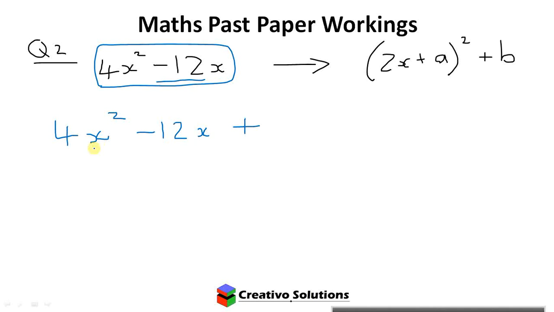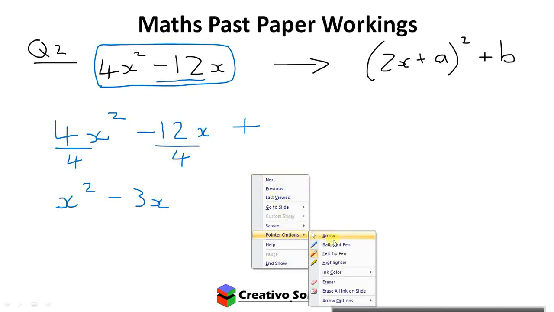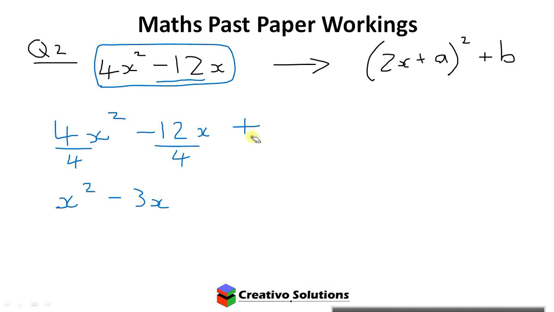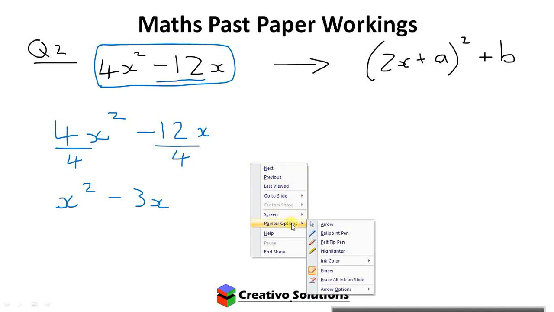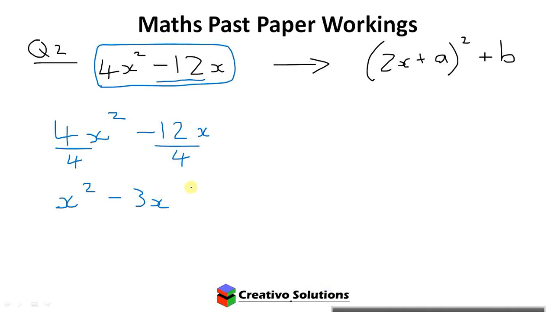Okay, so let's write down the 4 there. First step would be to obviously get rid of the 4. So divide by 4, divide by 4. Let's show the steps in between as well. So that'll be x squared minus 3x, and then we'll add the completing the square now. Okay, so let's delete this, and let's show it here, plus.